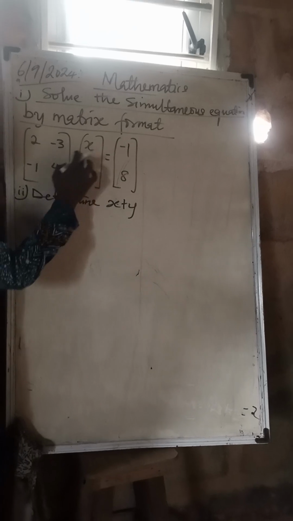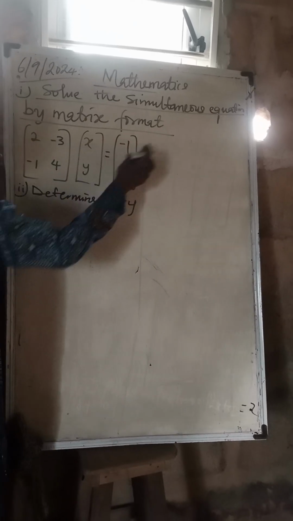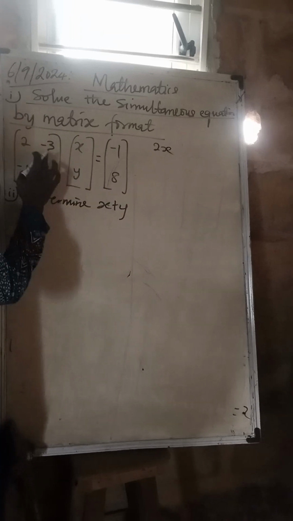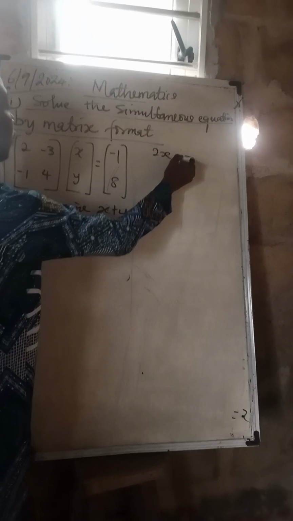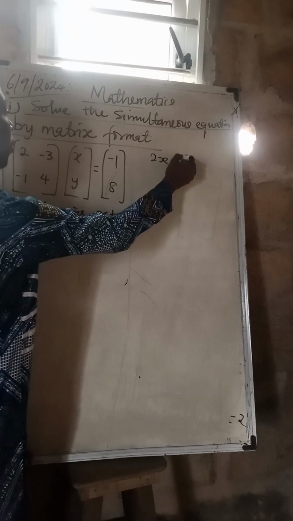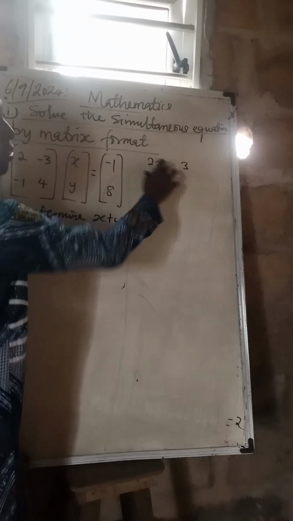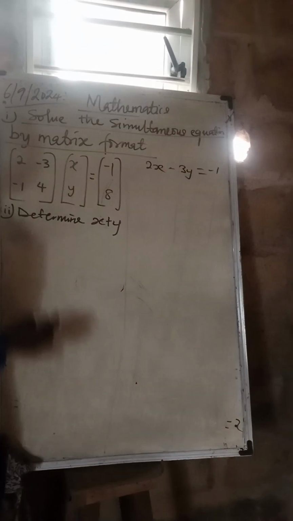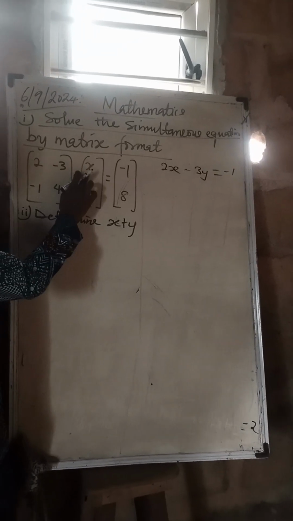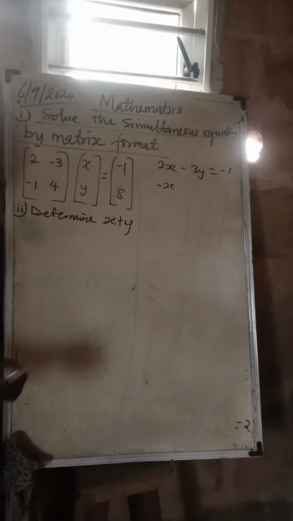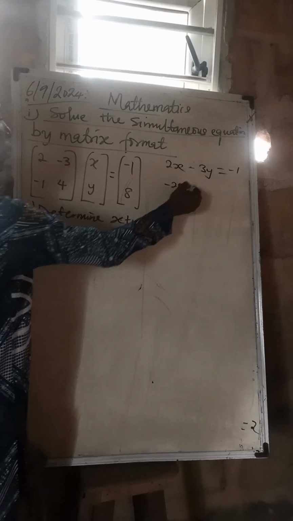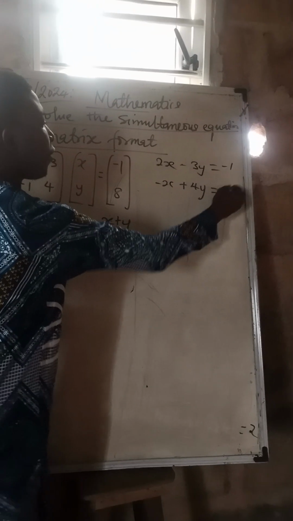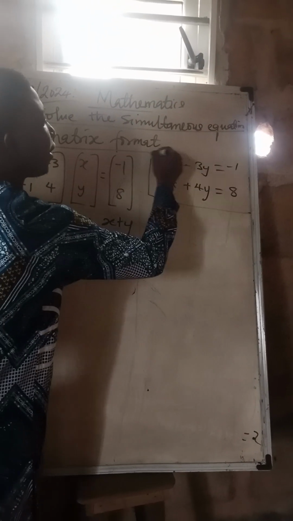By rule of multiplying matrix by matrix, this will give us 2 times x, which is 2x, then 3 times y, which is minus 3. Take note, which will give us what? Plus minus is minus now, which is just minus 3y, equals minus 1. Then you do the same thing here. Minus 1 times x is minus x. And then 4 times y plus 4y. So this is the original format.